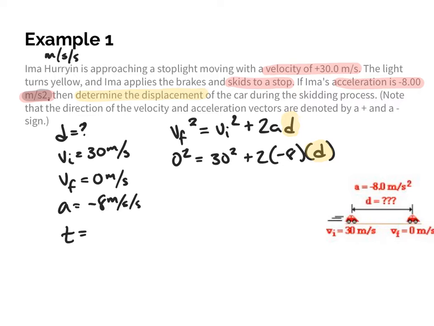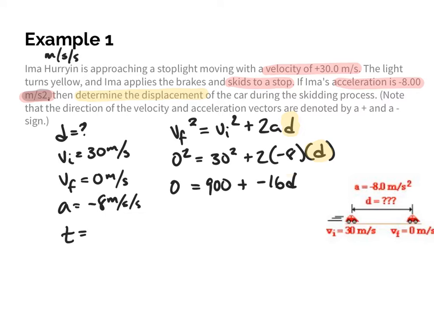Well, I'm going to start off first by simplifying. Okay? I know 0 squared is 0. I know 30 squared. Well, maybe some of you don't know what 30 squared is. Hey, it should give you 900. Plus 2 times -8, that's -16. And then D. I'm going to leave D in there. Notice it's becoming a simpler equation. So now I've got to solve for D.